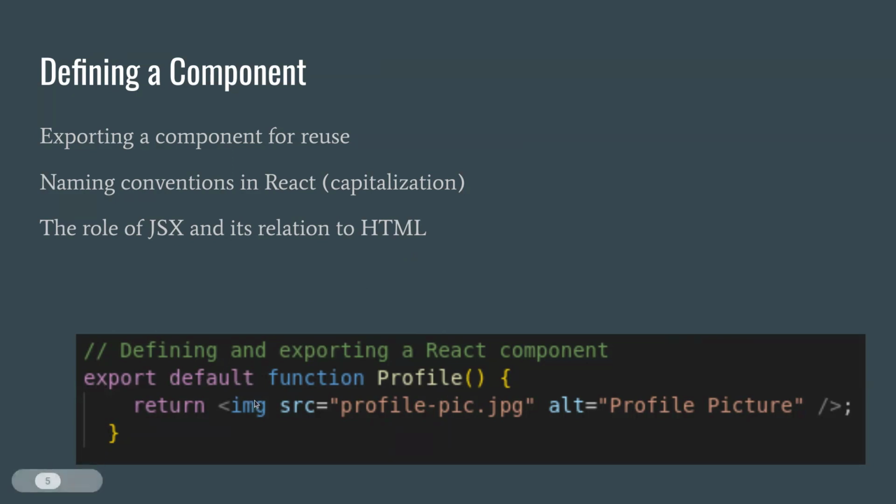This process of defining and exporting components is similar to creating a blueprint that can be replicated and customized, fostering a modular and scalable application architecture. As we look through this example, pay attention to the JSX syntax. It is a mix of HTML and JavaScript.